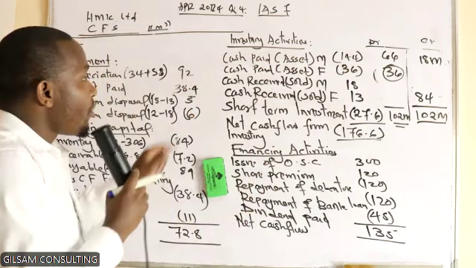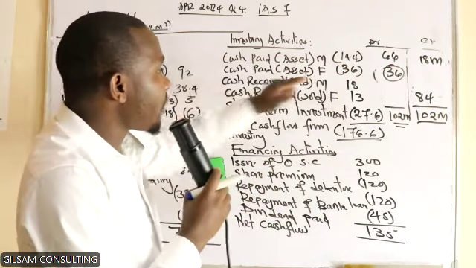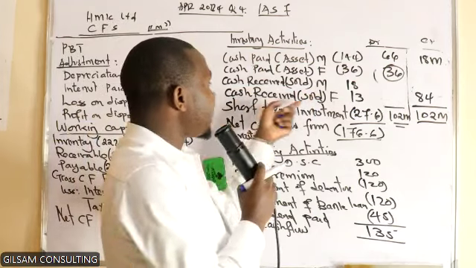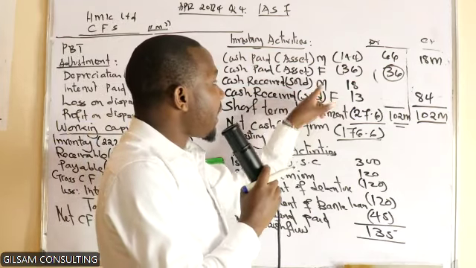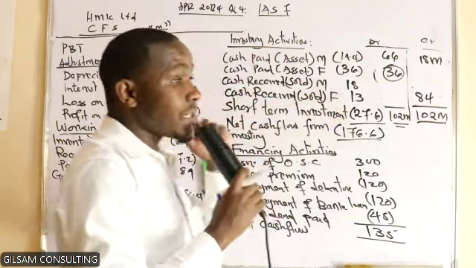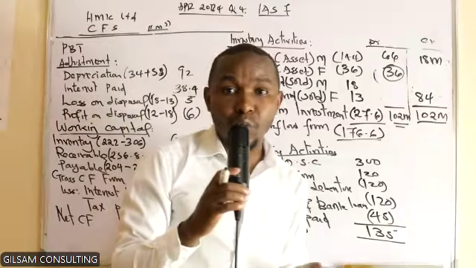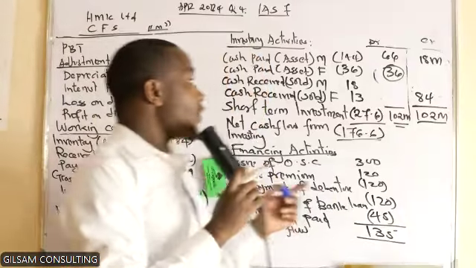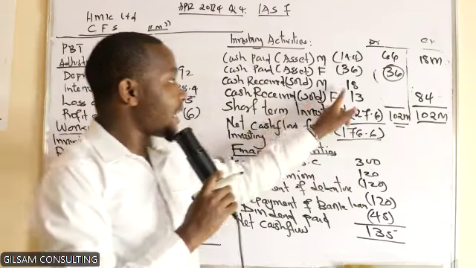And then we have the cash received from the sale of the machinery and the furniture. That one they have given you directly in note one. So those are the direct cash flows.